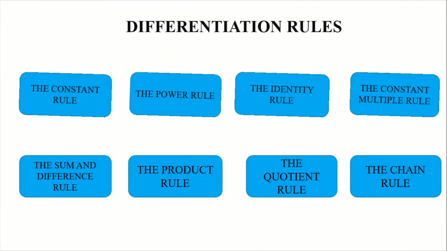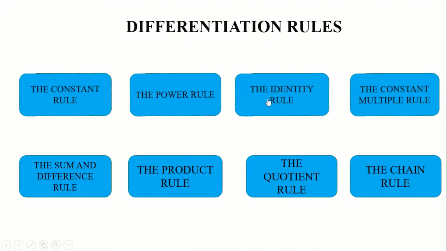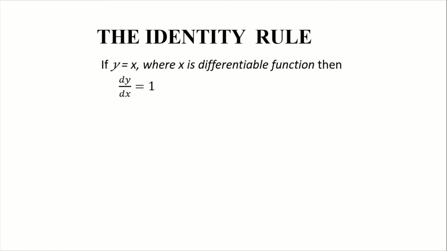Alright? So, next one is we have the identity rule. Okay, so identity rule, if y is equal to x, where x is differentiable function, then dy dx is equal to 1. Alright, so dito, we have the variable, but our variable has a degree of 1. Ibig sabihin, yung exponent ng ating variable is only 1. So, kapag ganun nangyari, so always, tandaan nyo, yung derivative niya is always 1.